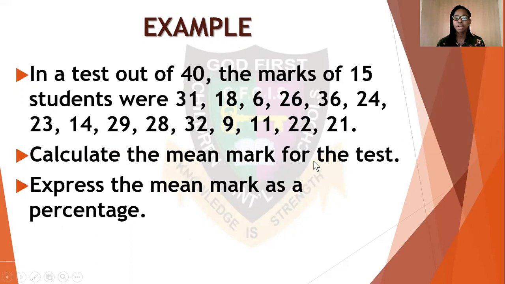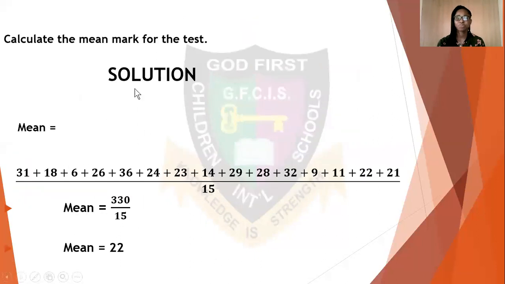Calculate the mean mark for the test. Mean again is equal to the sum of terms divided by the number of terms. Sum means addition of all the terms, divided by the number of the terms. Solution.